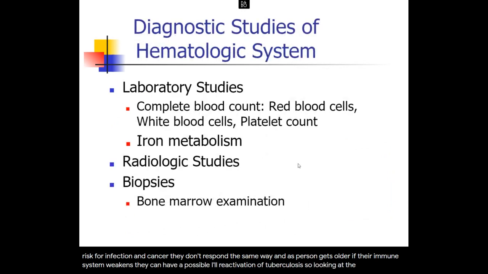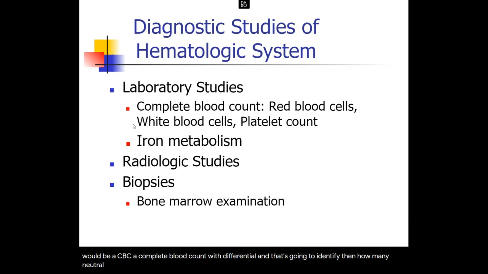So looking at the blood studies, diagnostic studies, you're going to look at the complete blood count. That's going to tell you how many red blood cells, white blood cells, and platelets. If you want to know the division of the white cells, then it would be a CBC, a complete blood count with differential. And that's going to identify then how many neutrophils, basophils, eosinophils, etc.